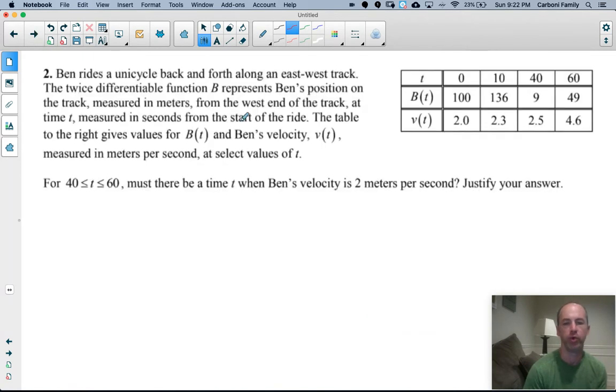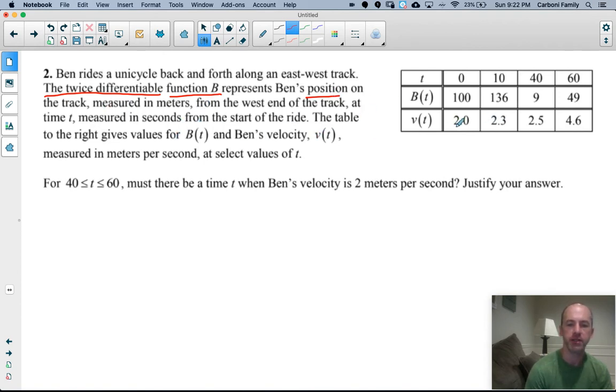So a couple of more concrete examples from previous AP exams. This is a table of values that represents Ben riding a unicycle back and forth on a track. We have B of t, which represents Ben's position, and they do tell you that B is a twice differentiable function, and that is important. So we have a differentiable function, which means every theorem under the sun as it relates to AP calculus is fair game. And so B is the position measured in meters.